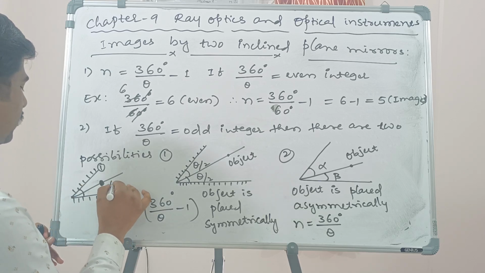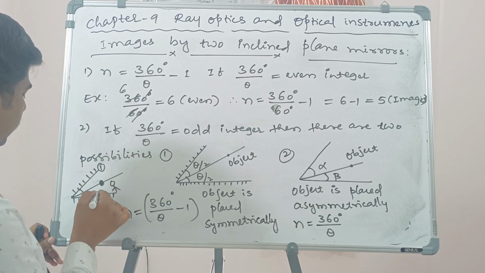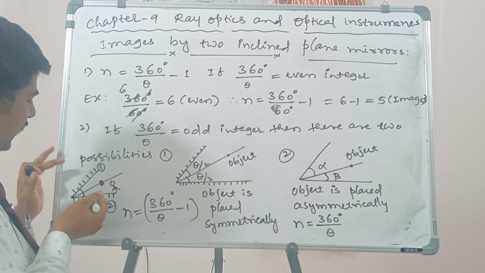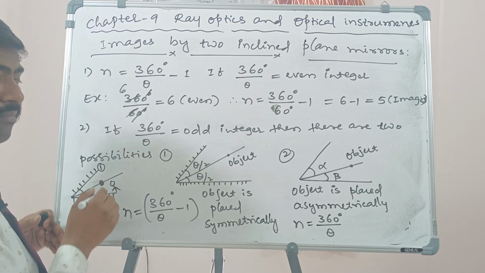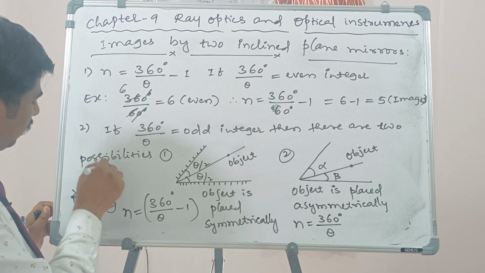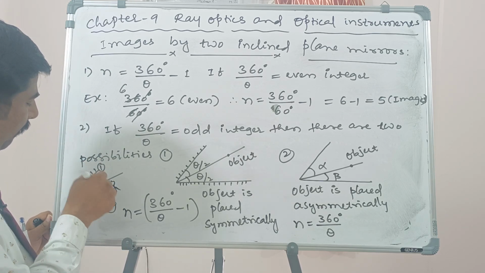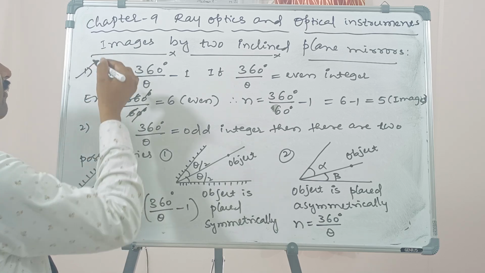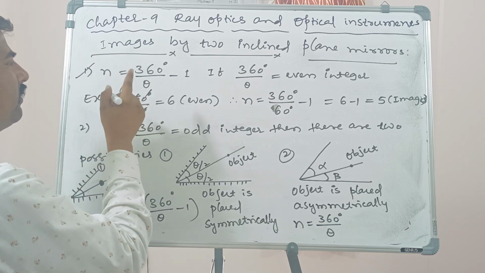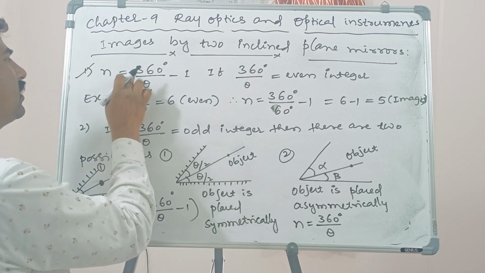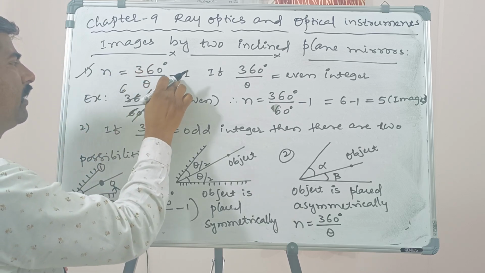Suppose, for example, you are standing at this position, exactly midway between the two inclined mirrors. You will see multiple images. So multiple images formed in the mirrors will have two different cases here. First of all, we have a formula for calculating the number of images formed, where n is the number of images formed by the object: n = 360 degrees divided by theta, minus 1.